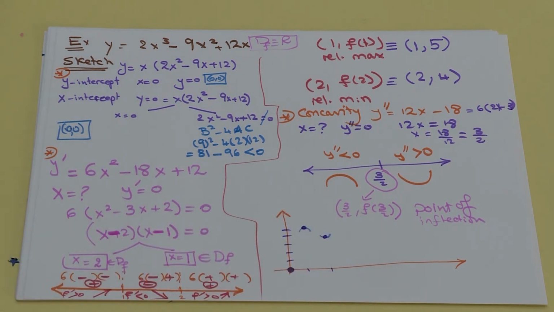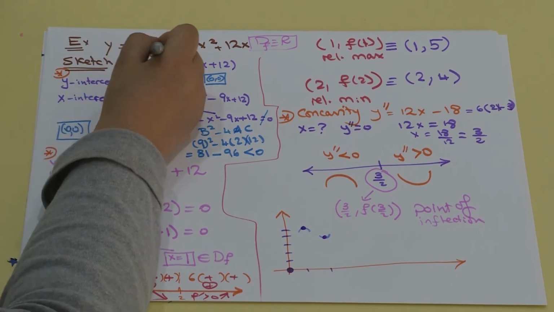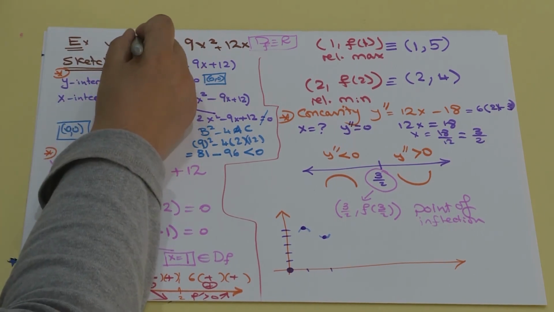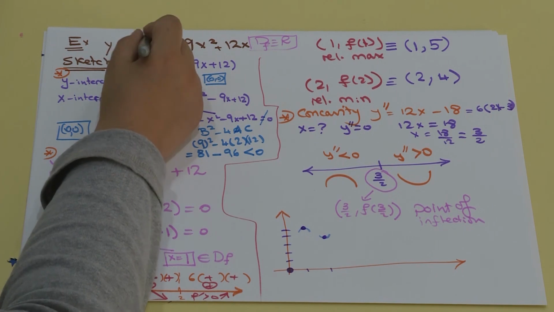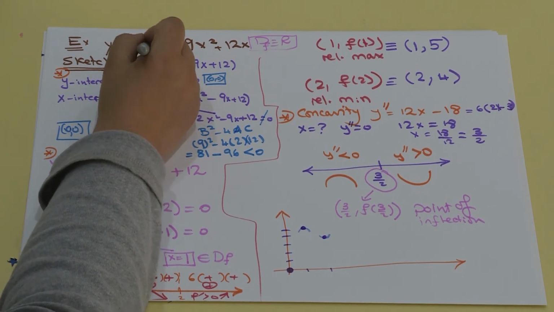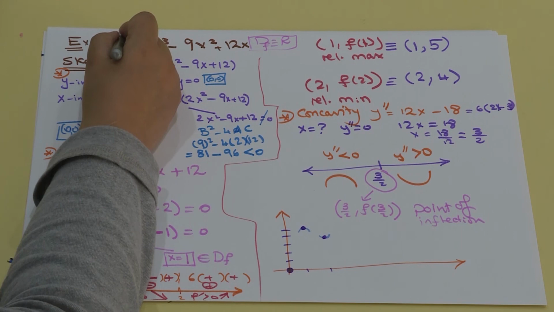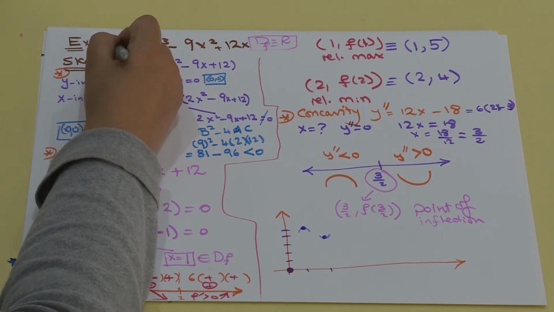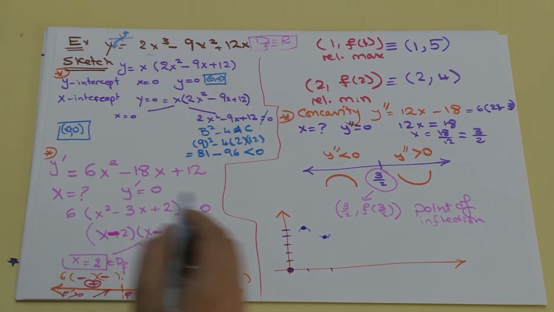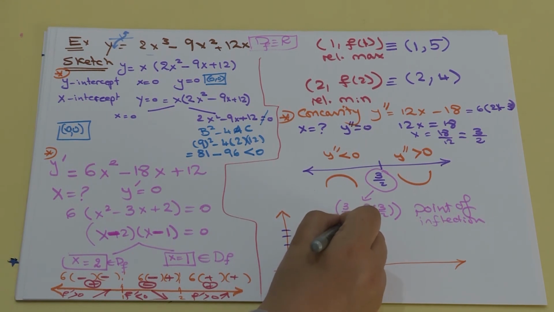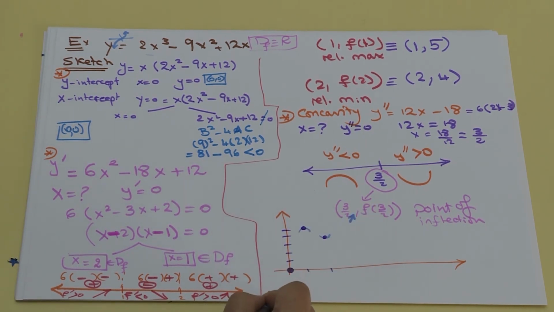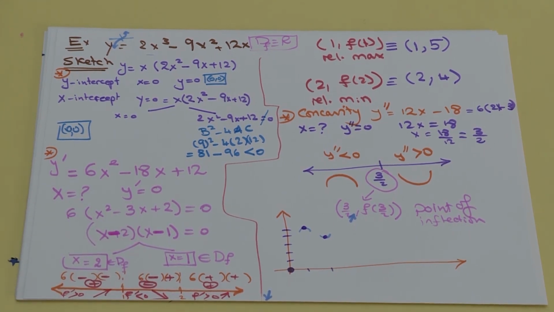Now, if we look at the original function, what is the leading term? It is x cubed, and the leading coefficient is positive. I'm expecting an x cubed from pre-calculus to have the terminal ends in different directions. So I'm expecting a terminal end here, and a terminal end on this side. Now let's take the gray pen and try to connect everything.